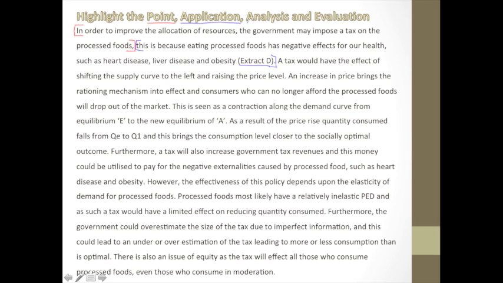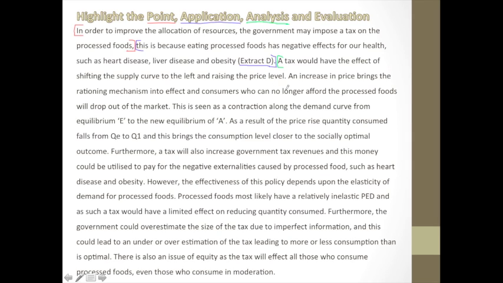We then need to analyse, so we start delving into the detail of a tax and putting together a chain of reasoning which will function as our analysis. So it starts here, and we have a tax would have the effect of shifting the supply curve to the left and raising the price level.